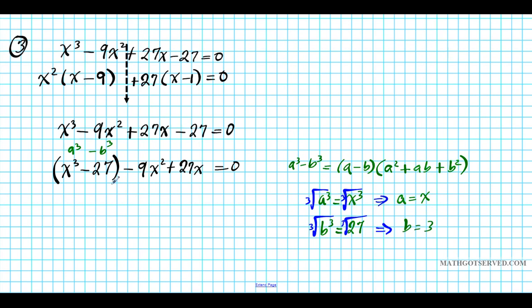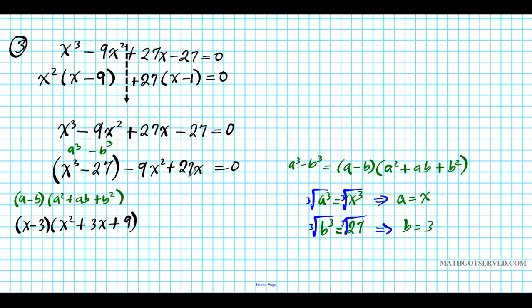Now, these are the a and b terms I will substitute into the formula to get the factored form of my first two terms. Let's write down the formula again so that we don't make mistakes: a minus b times a squared plus ab plus b squared. So let's apply it. We have a minus b, which is x minus 3. A squared is x squared, plus ab. ab is x times 3, which is 3x, plus b squared, 3 squared, which is just 9.